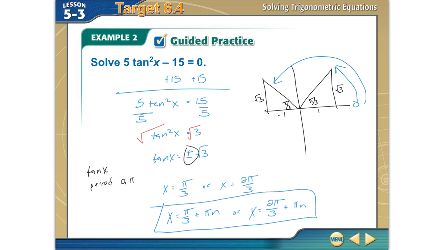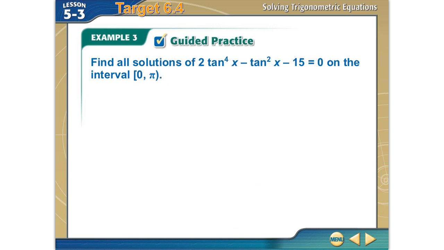And that covers all possible answers. All right, so obviously this one falls along with our third example. We're going to have to use factoring here. However, if we look carefully, this is not a standard quadratic. This is something that fits quadratic form.